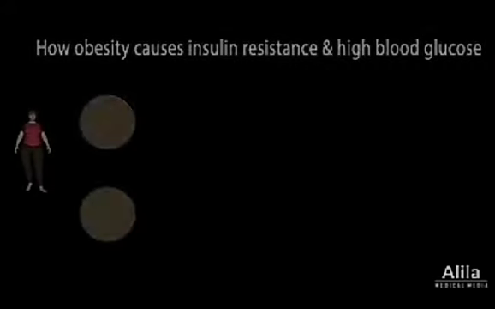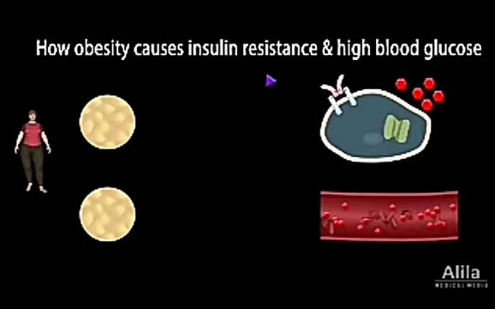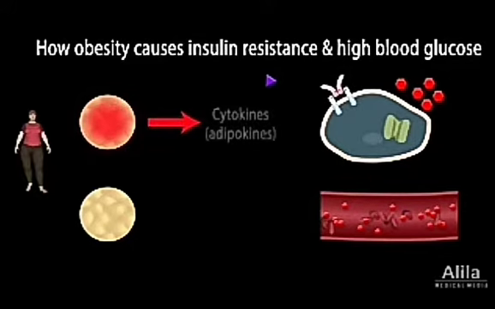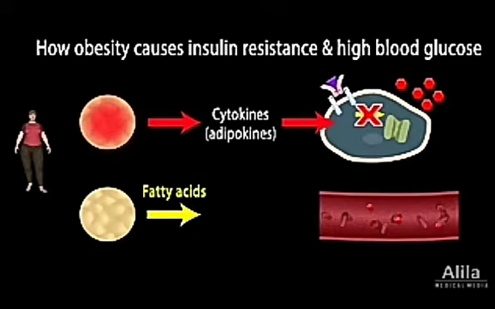There are at least two ways by which obesity can cause insulin resistance and high blood glucose. First, in obesity, fat cells have to process more nutrients than they can manage and become stressed. As a result, they release inflammatory mediators, known as cytokines. Cytokines interfere with the signaling cascade by insulin receptor, blocking the action of insulin, thereby causing the cells to become less responsive to insulin.